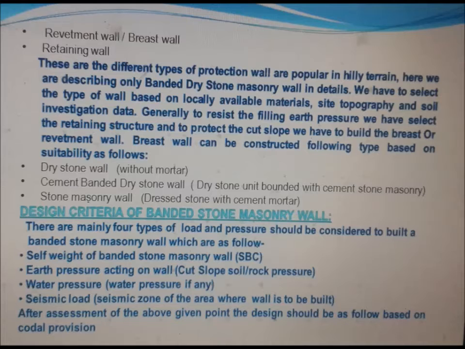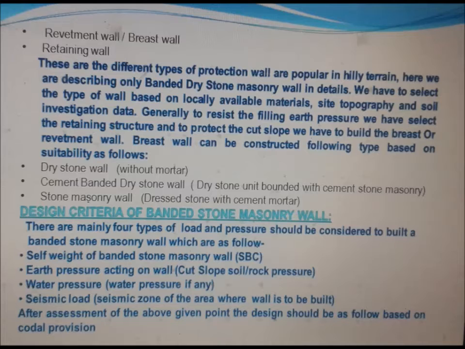We have to select the type of wall based on locally available materials, site topography and soil investigation data. Generally, to resist the filling earth pressure we select the retaining structure, and to protect the cut slope we have to build the breast or revetment wall.